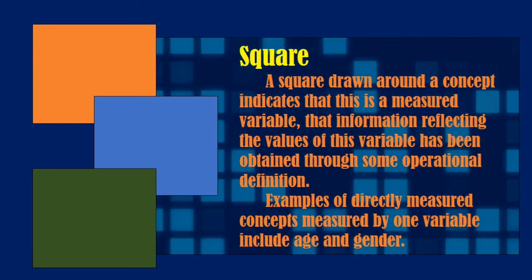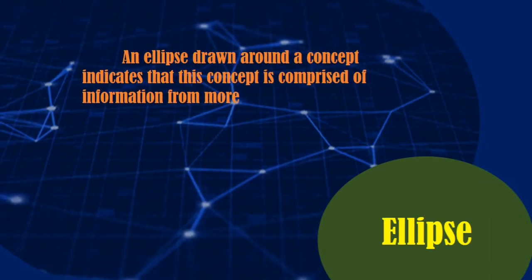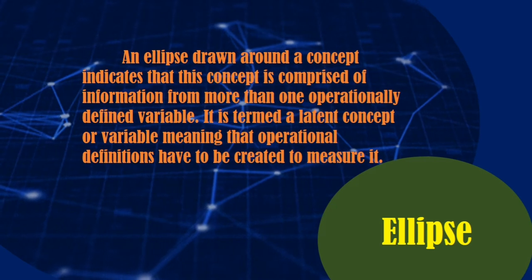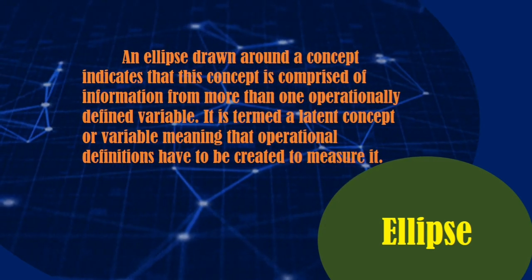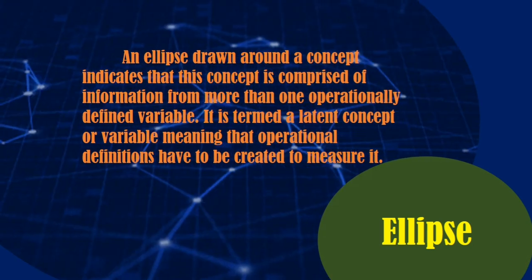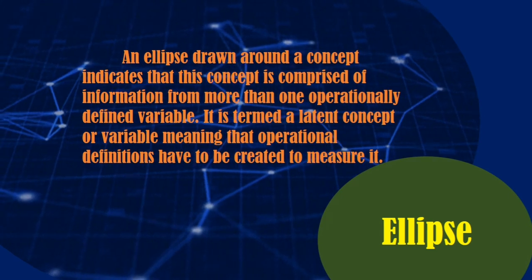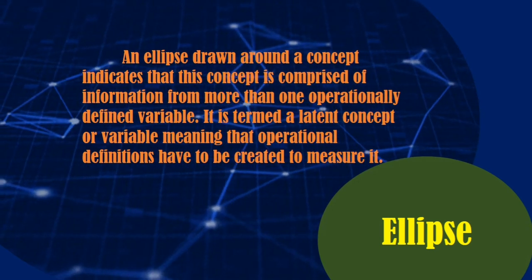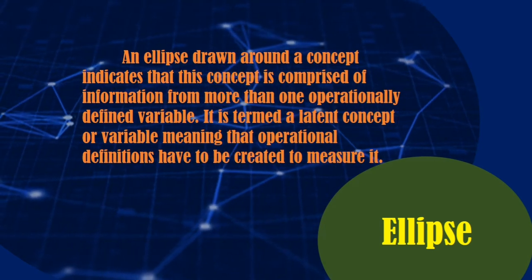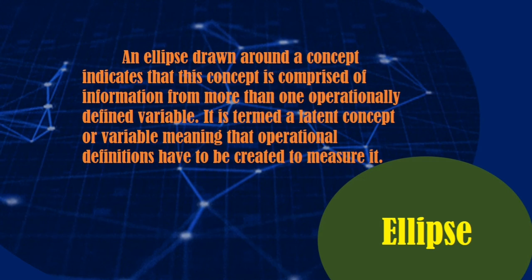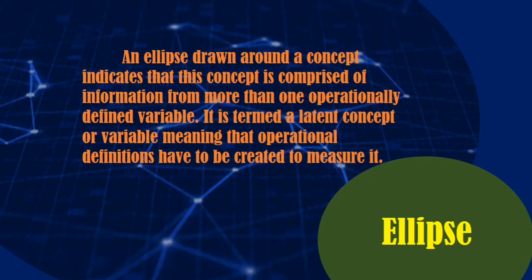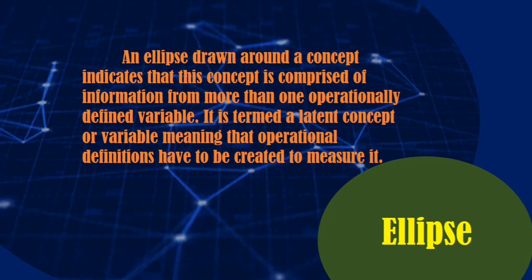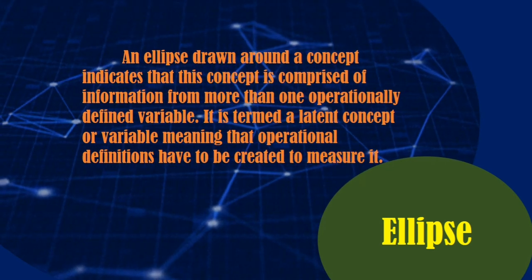And you might also use an ellipse drawn around a concept. An ellipse indicates that this concept is comprised of information from more than one operationally defined variable. Sometimes it is termed a latent concept or variable, meaning that operational definitions have to be created to measure such a variable. Okay, so those are the figures that we might use in coming up with our conceptual path model or in coming up with your research paradigm.